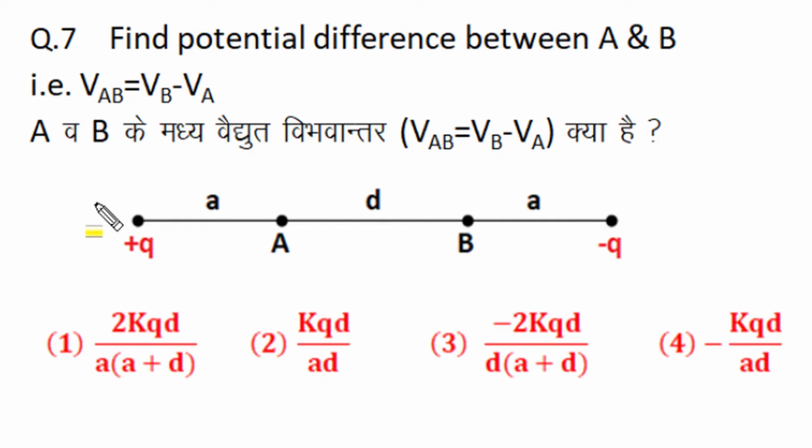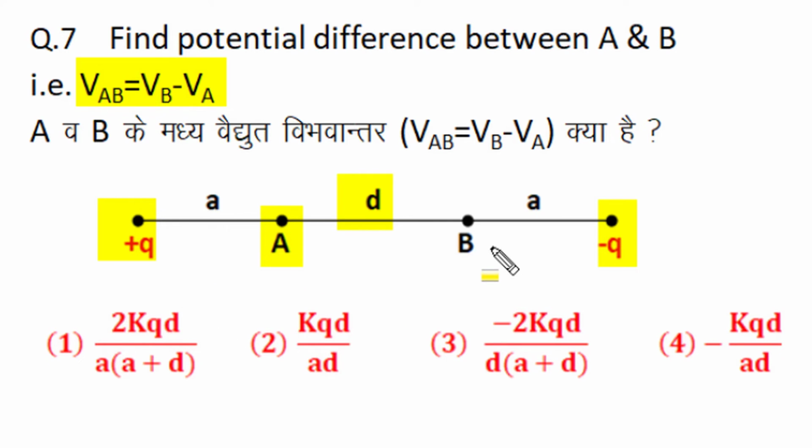Two point charges as sources, plus q and minus q, are given, and there are two test positions A and B having distance d. A is at a distance a from the positive q charge and B is at a distance again a from the negative q charge, and we have to find the potential difference between A and B, that is VB minus VA. For this example, we first apply the superposition principle and find the potential at positions B and A by adding the potential contributions of the individual charges.